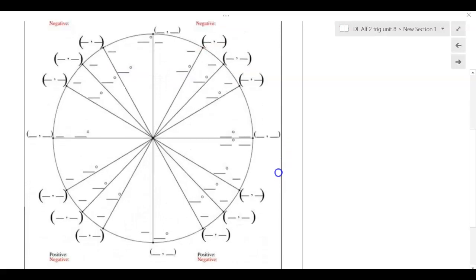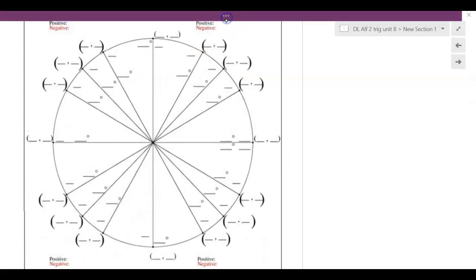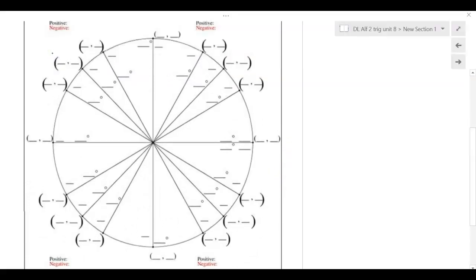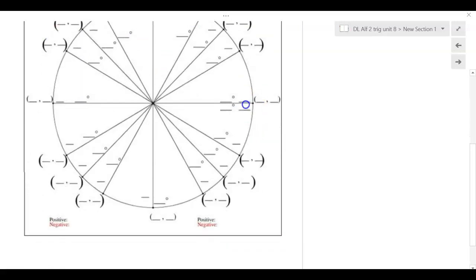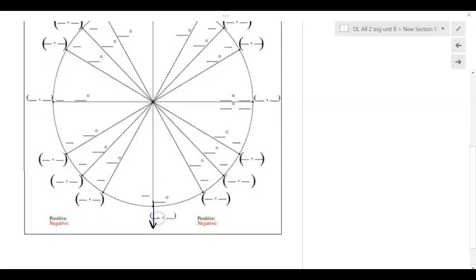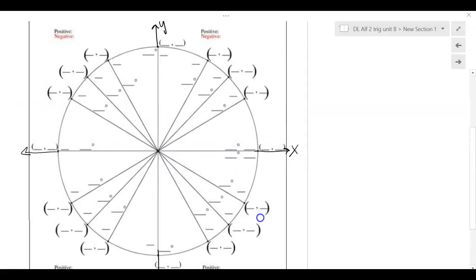Right now, it looks like what you guys had previously drawn for our angles. It basically has the x and y axis cutting through the circle. So this is your y axis up and down here. And then left and right, you have your x axis going through there.